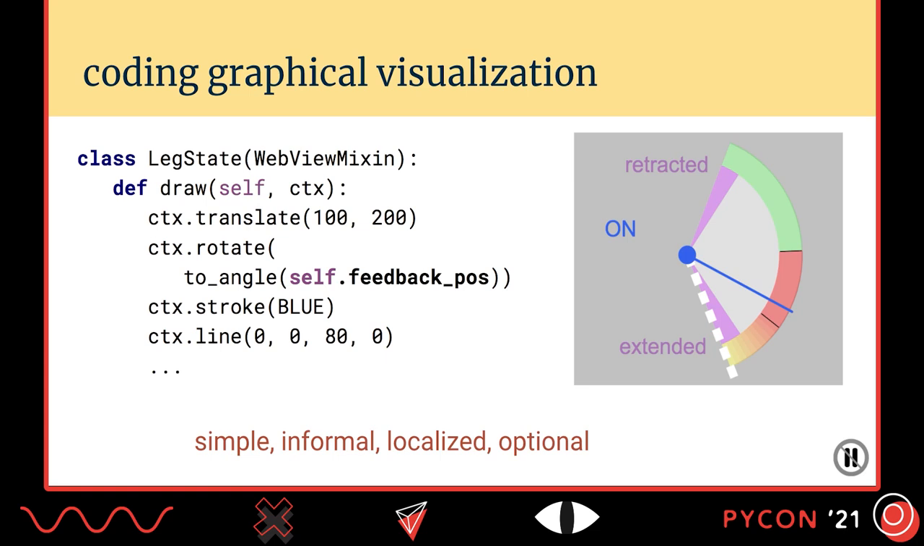So this checks off a lot of the same boxes we had with the print function. It's still fairly simple and it's informal, so each developer decides how they want to display the information. And importantly, again, it's localized. So we're using Python code to do the draw functions right next to the state machine implementation that we're trying to display. And it's optional because whatever infrastructure is ultimately calling this draw method can decide if the visualization is actually being viewed or not, and so make the call conditionally. And we get more because this is a rich display. It can be interactive. We can access it remotely.